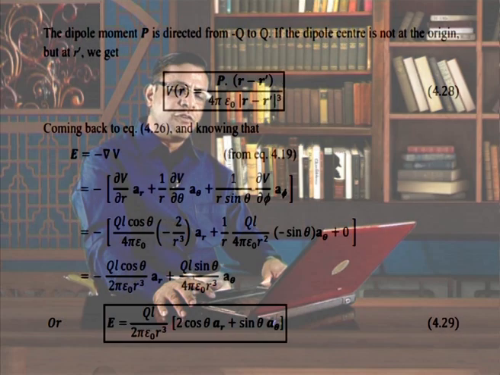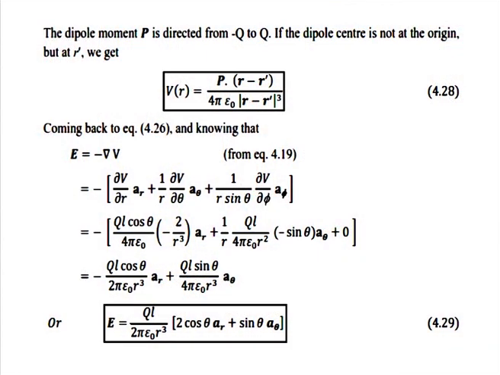Getting all these values and putting them in the equation and simplifying, we get equation 4.29, which is same as that obtained using the Coulomb's law. But now we can see that there is sufficient drop in the amount of labor required for finding out the expression for electric field due to a dipole.